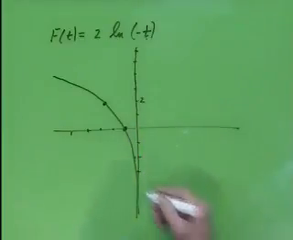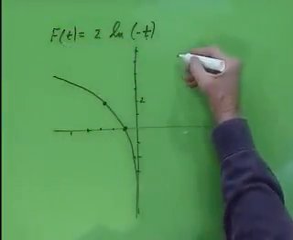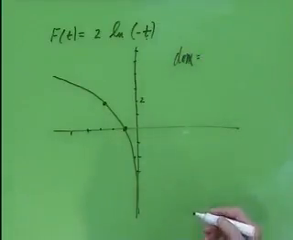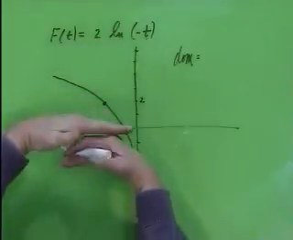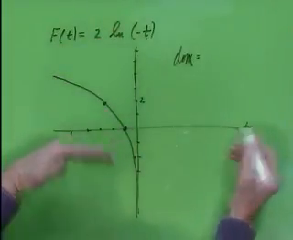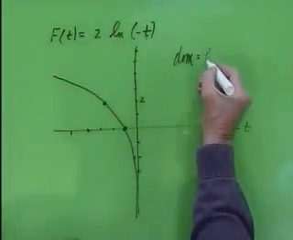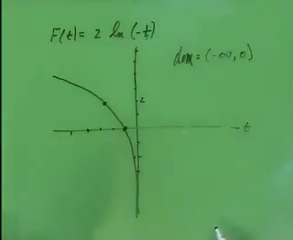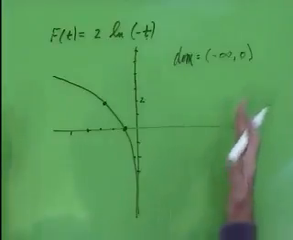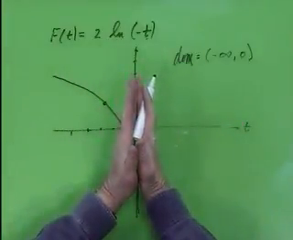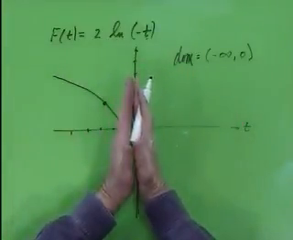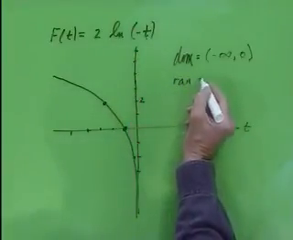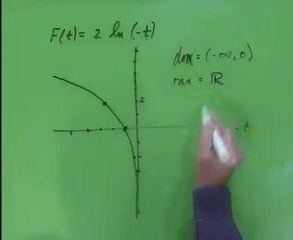Now, let me just ask you, how can I look at this graph and determine what is the domain? What is the domain of this graph? You remember if we just press the graph onto the t-axis, I get the domain. So the domain here is all numbers from -infinity up to 0, not including 0. And what is the range? Well, if I press the graph onto the y-axis, I get the range, and it looks like it completely covers the y-axis. So the range would be all real numbers.